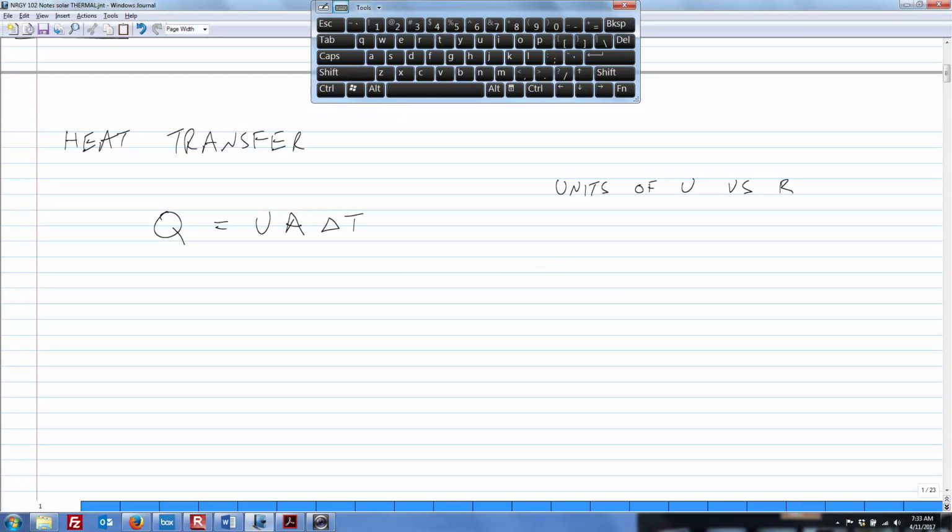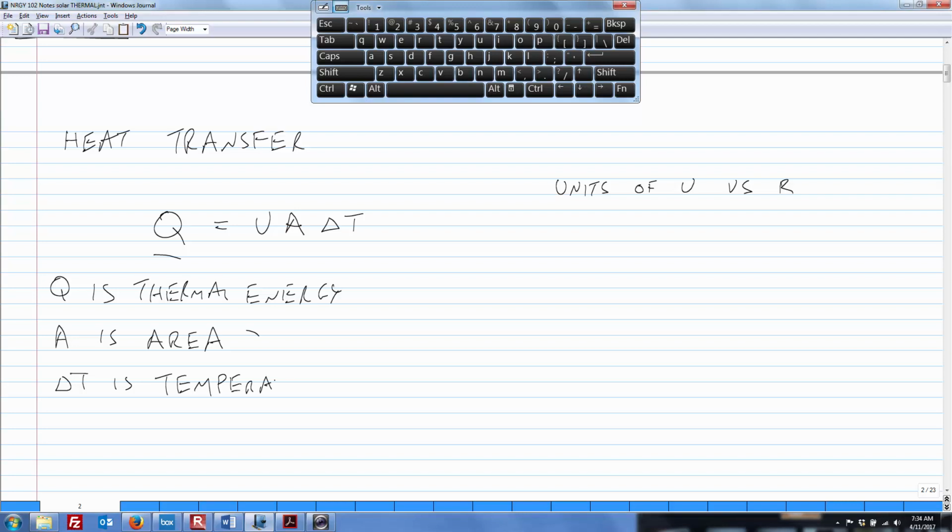Now, heat transfer, and we talked about heat transfer last time. So Q is thermal energy. A is area. Delta T is temperature difference. And U is thermal conductivity. So what we're trying to say here with this heat transfer equation is that Q equals UA delta T.